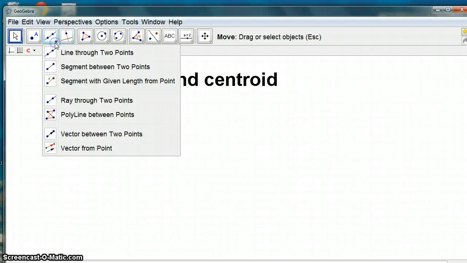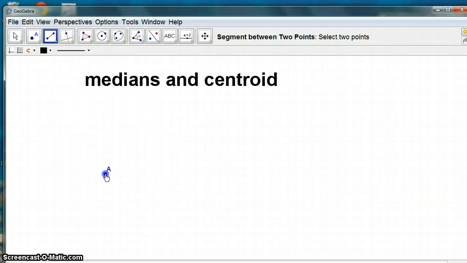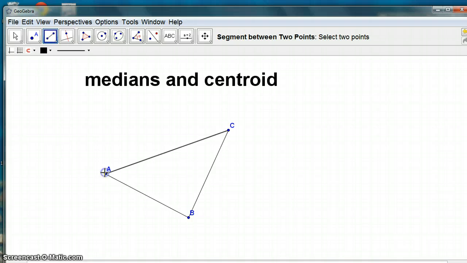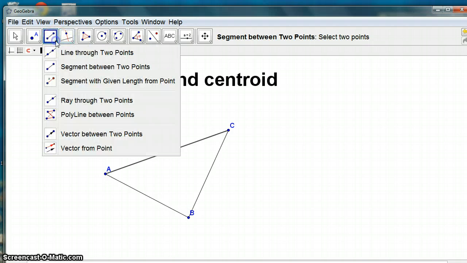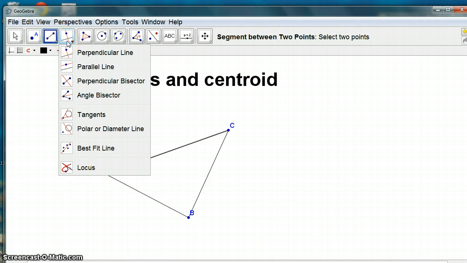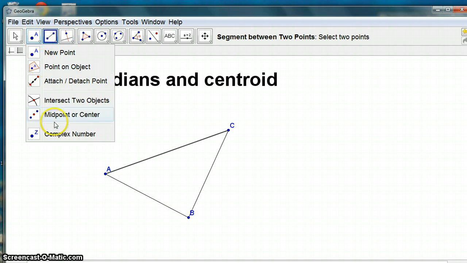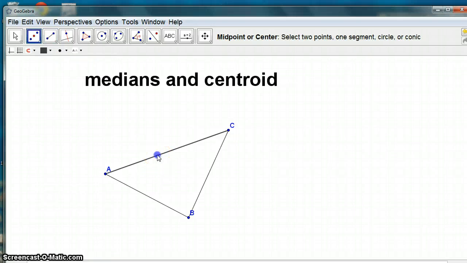Okay, so I'm going to start with a triangle. There we have our three segments making our triangle. Now a median, I need the midpoint, right? So I probably have something here that says midpoint. There we go, midpoint. So I'm going to get a midpoint there, a midpoint here, and a midpoint here.